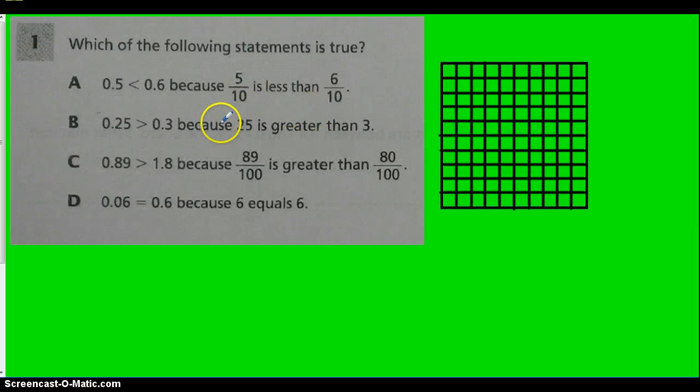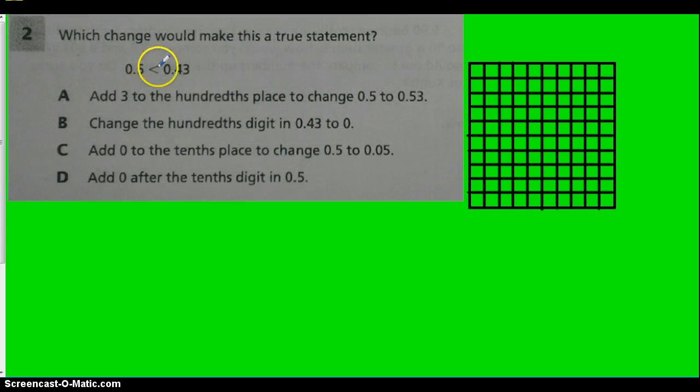Which of the following statements is true? A is true. Why? Because 5 tenths is less than 6 tenths. Because 5 tenths is a half and 6 tenths is more. If we go through the others, 25 hundredths is not greater than 3 tenths because 3 tenths is equal to 30 hundredths. 89 hundredths is certainly not more than a whole. And 6 hundredths is not more than 6 tenths. Which change will make this statement true? If we were to add a 0 to the tenths place to change 0.5 or 5 tenths to 5 hundredths, 5 hundredths would be less than 43 hundredths.